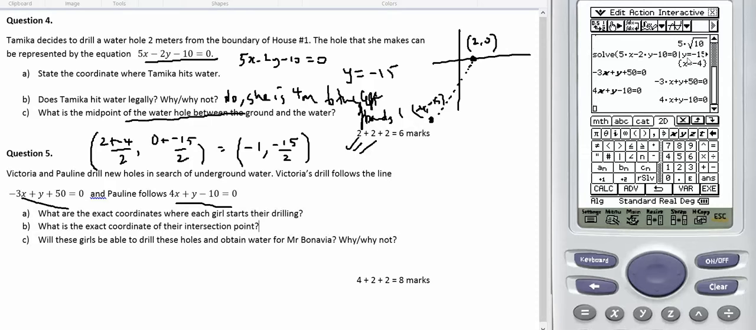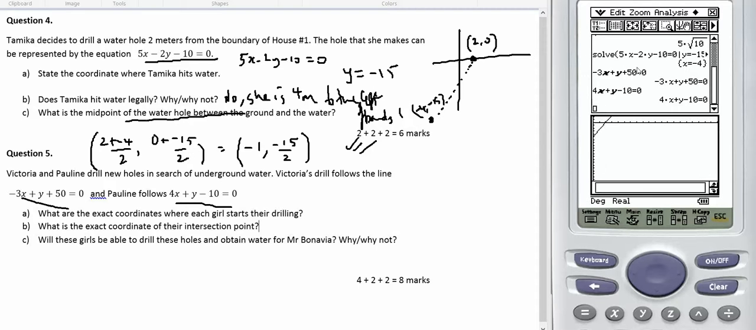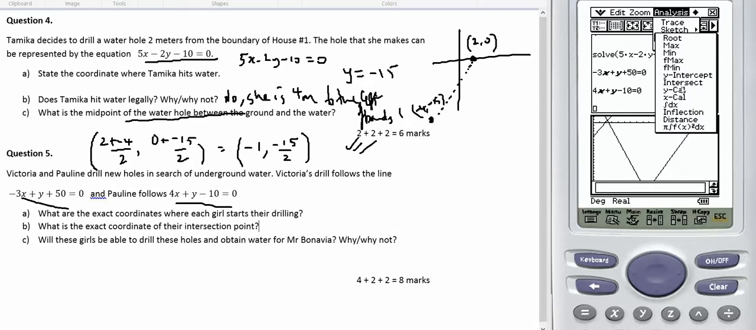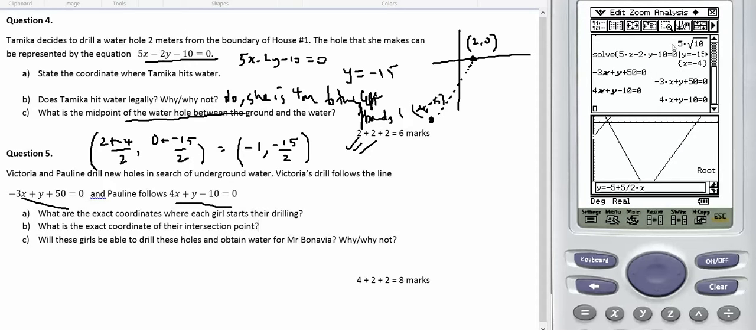And I'll press execute. I might bring up my window. I'm going to take Pauline, drag and drop her. The first one was Victoria, this one's Pauline. Okay, so this is Victoria, this is Pauline. Analysis, G-solve, root. That's for that one, go OK. And that tells me 16 2/3.